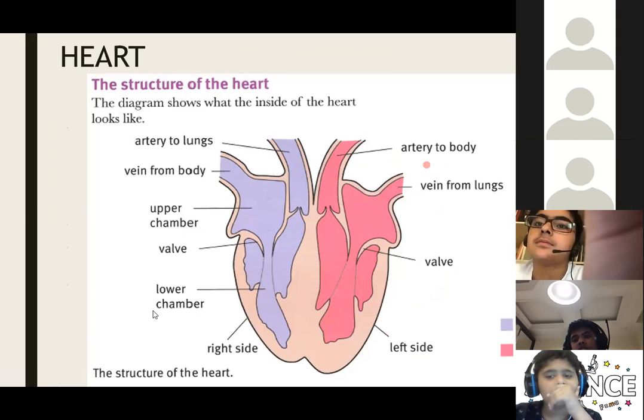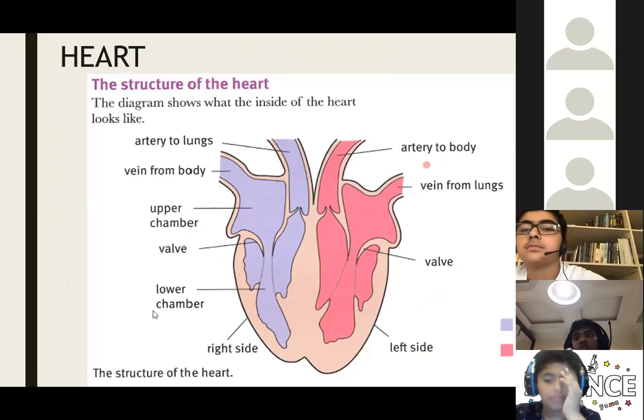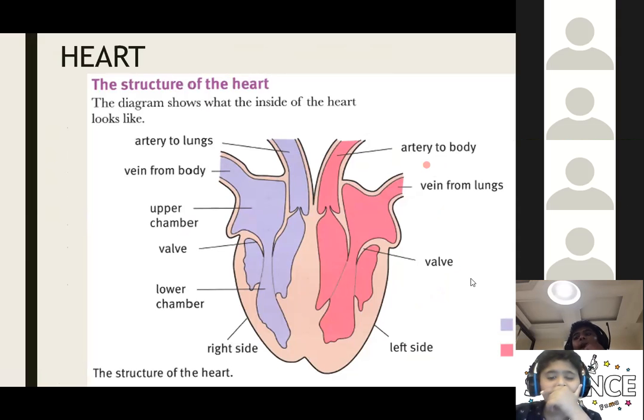Malik is in the waiting room. Okay. So this is what you should be remembering about the labeling of the heart. Right?